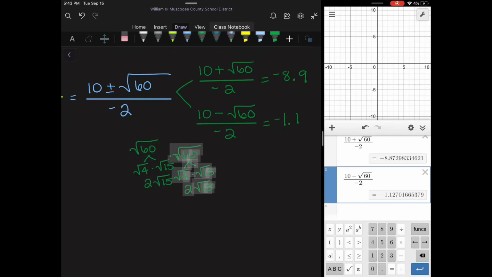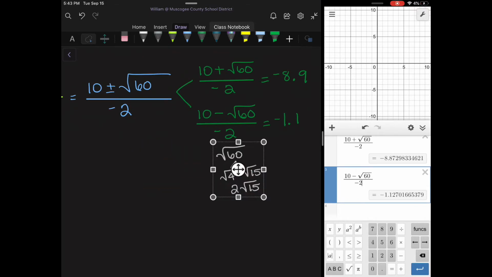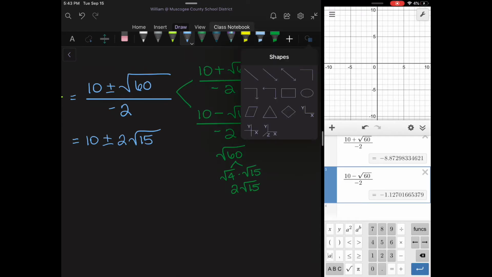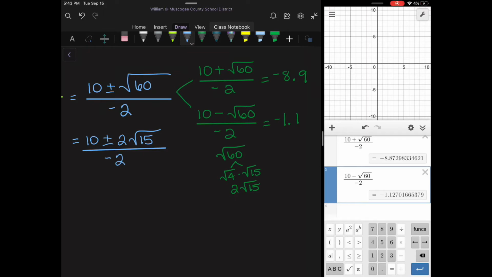So I'm going to bring this over to the right so it's out of our way here. I'm going to take this in blue and rewrite it. This would be 10 plus or minus 2 square root 15, and I'll put this whole expression all over negative 2. So we don't want decimals, we just want this left as one simplified expression.